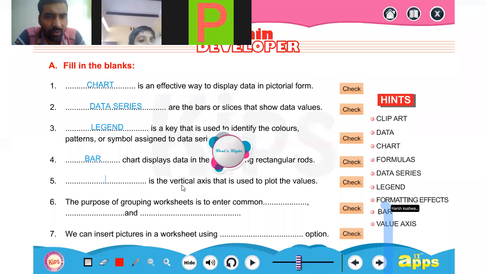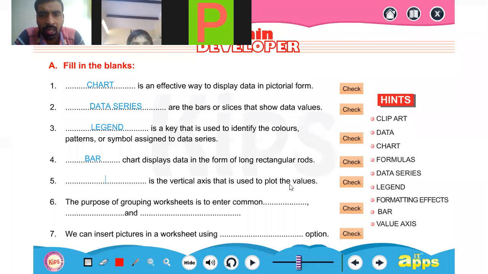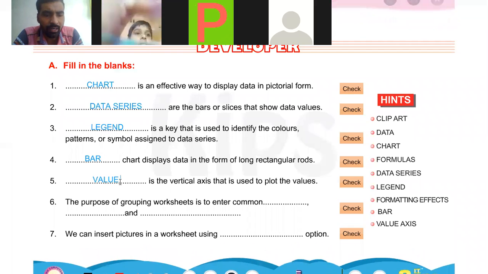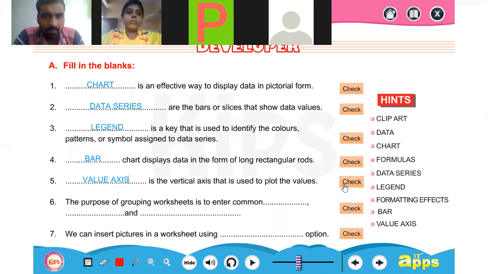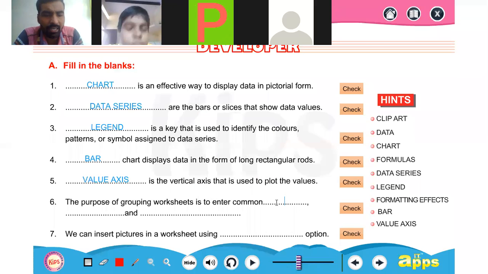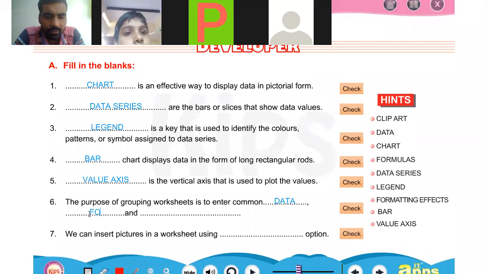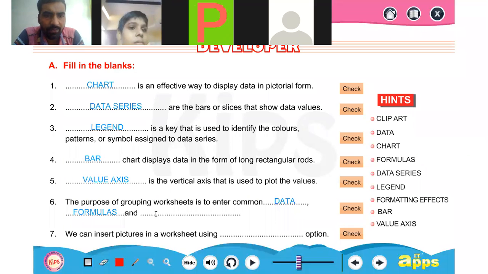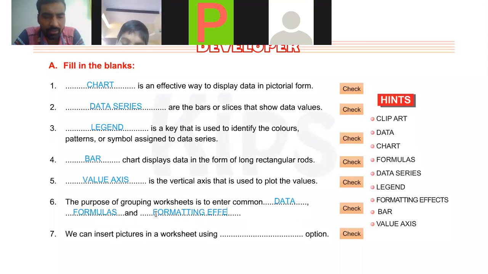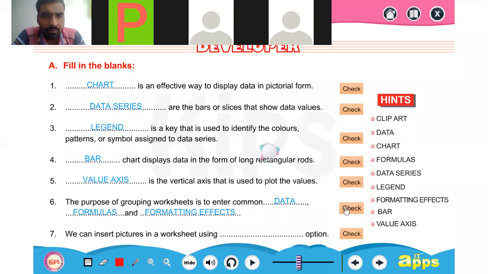Next, dash is the vertical axis that is used to plot the values. It is value axis. Next, the purpose of grouping worksheets is to ensure common data, formulas, and formatting effect. Next, we can insert pictures in a worksheet using the clip art option. Clip art.